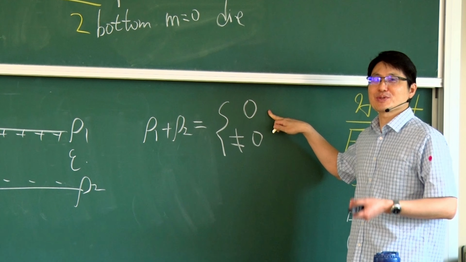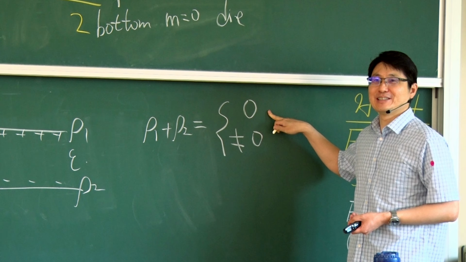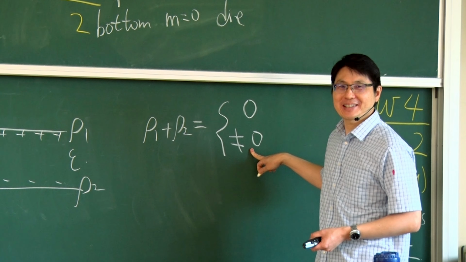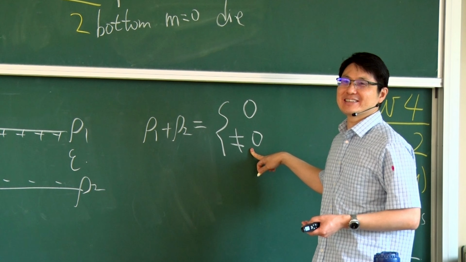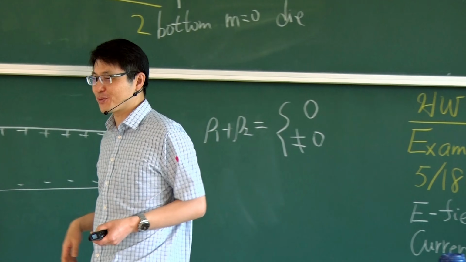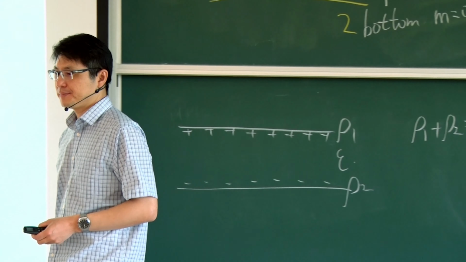Choosing 0, raise your hand. No hands. Not equal to 0, raise your hand. There's still no hand. That's a typical problem for Asian students. You just ignore the question. Think about it.